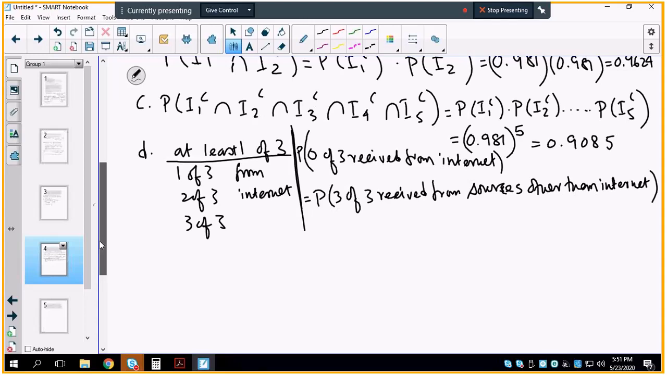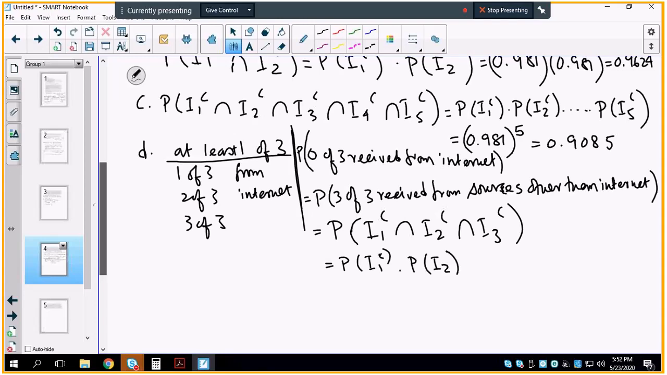And I know these are independent events, so I will write it as probability of internet 1 complement, internet 2 complement, and internet 3 complement. So that should be probability of I1 complement times probability of I2 complement times probability of I3 complement. Each of them is 0.981. I have 3 of them, so 0.981 to the power 3. And we're going to find this number rounded to 4 decimal places.